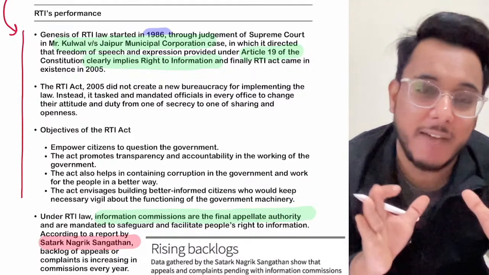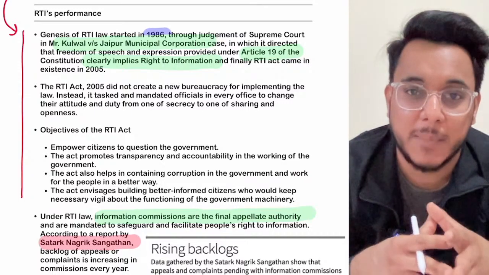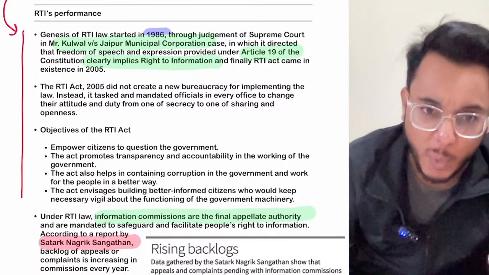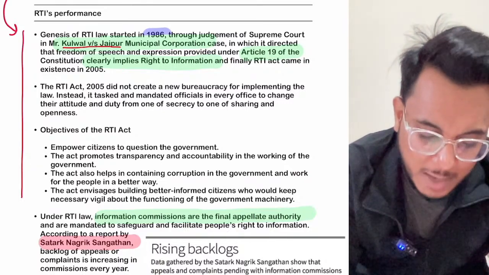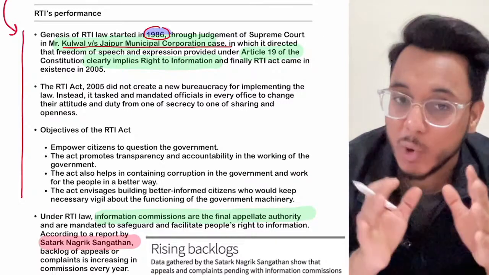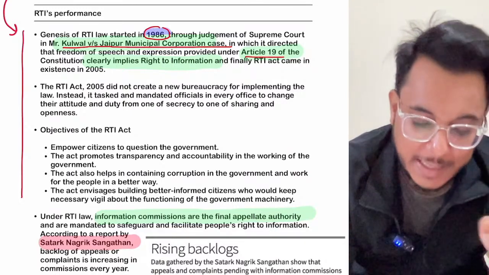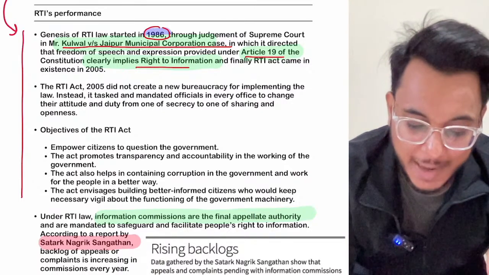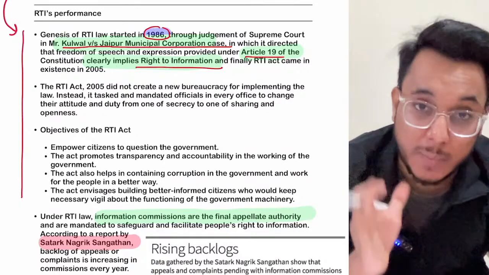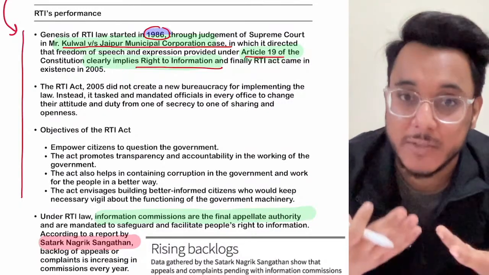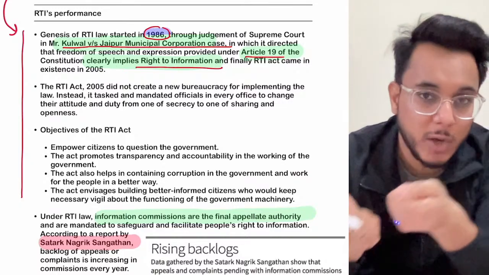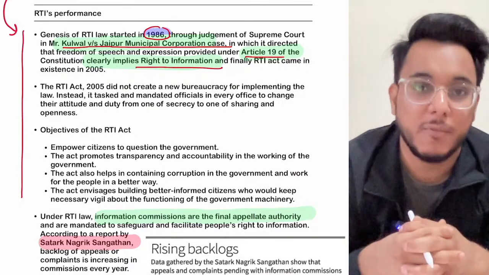Now, in the past, there have been multiple Supreme Court judgments which have recognized the fundamental right to information. In this capacity, there is one most important judgment, the Mr. Kulwal versus Jaipur Municipal Corporation case. In this judgment of 1986, the Supreme Court very clearly recognized that Article 19 of the Constitution specifically implies the right to information. Article 19 talks about the right to speech and expression. Now, how will your speech be exercised if you don't have the information first of all? So, with the right of speech and expression, the right to information will always be implied.